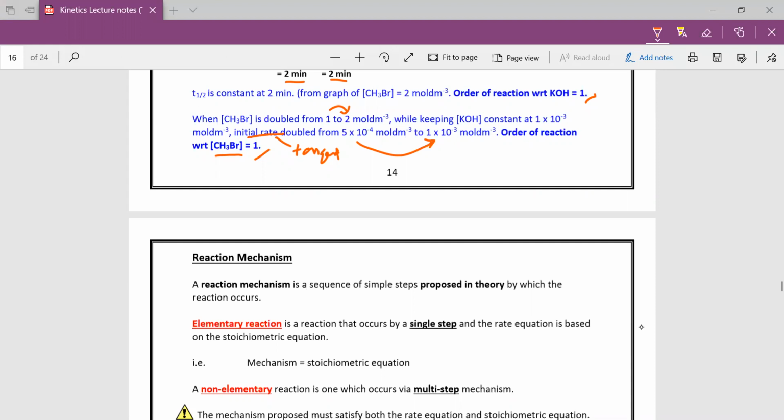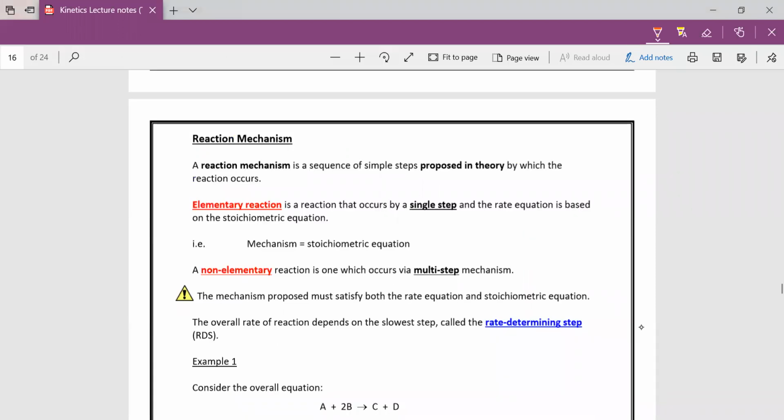Okay, so we're going to move on to reaction mechanism. What is a reaction mechanism? It is basically a sequence of steps which we propose in theory. Whether or not it actually happens, nobody really knows, but we propose the steps. It follows a certain logic, all right?